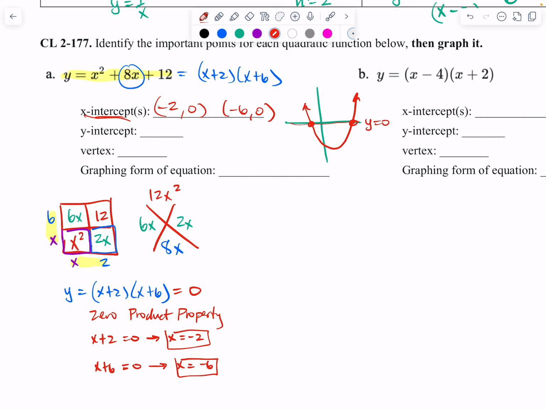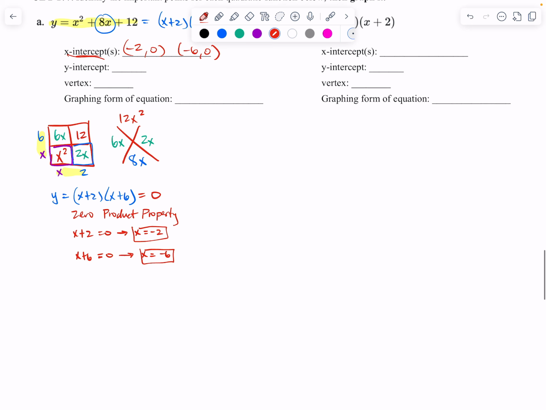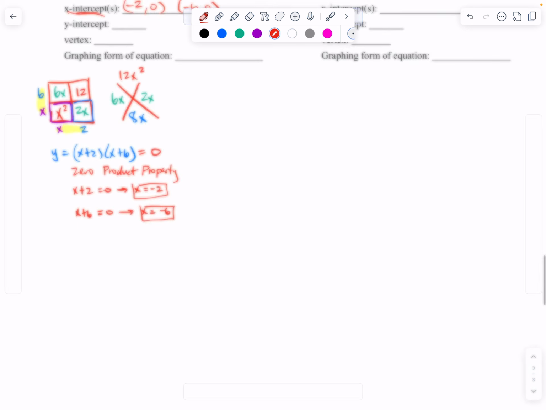And so immediately that tells me actually that this particular drawing was a complete guess, that it's not quite right because my x-intercepts are not lining up with that. So I'm going to go ahead and just erase this, okay? So down here I can start to put those in place, -2 and -6 as my x-intercepts.